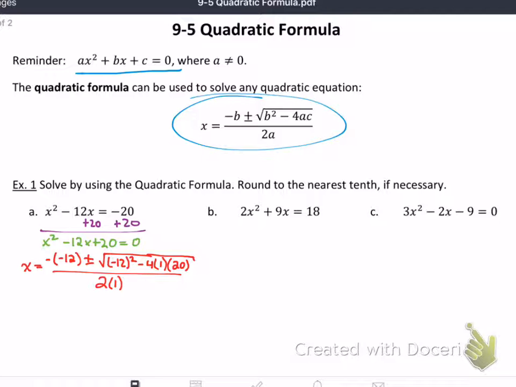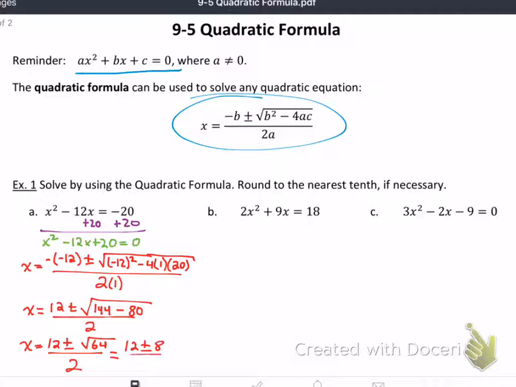So if we were to break this down, x is equal to a positive 12 plus or minus the square root of negative 12 squared is 144, minus 4 times 1 times 20 is 80, all divided by 2. And so I have x is equal to 12 plus or minus 144 minus 80 gives me an answer of square root of 64 divided by 2. And the square root of 64 gives me 12 plus or minus 8 over 2.